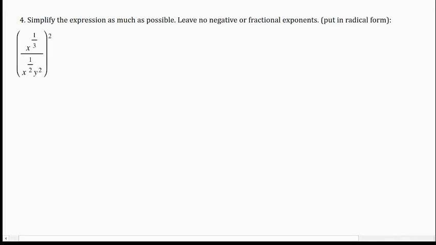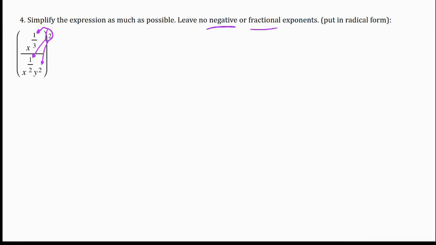Here I'm asked to simplify the expression as much as possible, leaving no negative or fractional exponents. So the first thing I'm going to do is use my power of a power property. Since I have all of this being raised to the power of 2, I'm going to multiply this 2 by every exponent that's inside that parentheses. It's my power of a power rule.